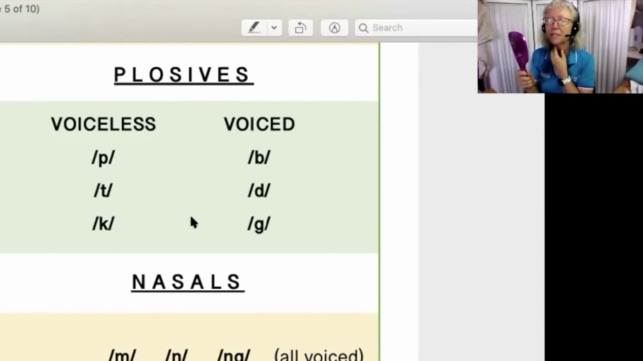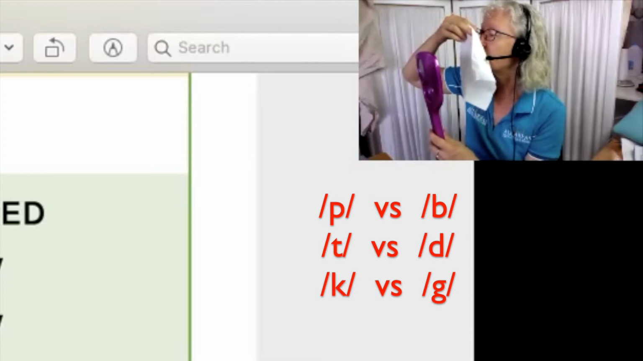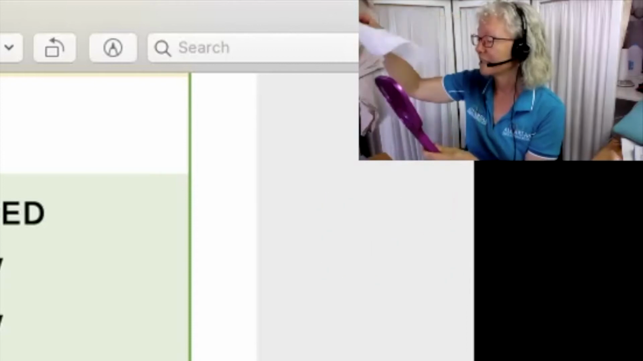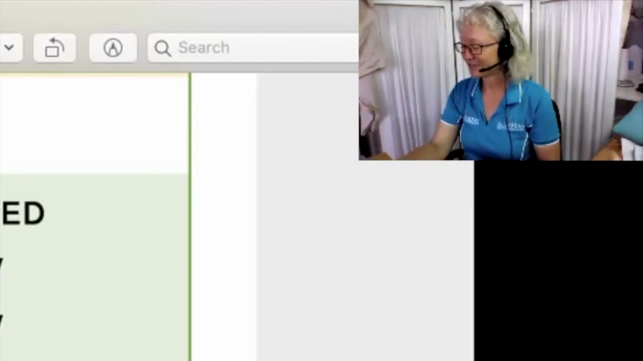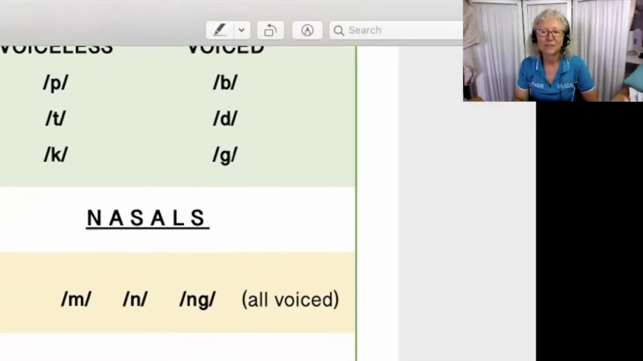P. And I'll do it one more time, going across to show the contrast. P, b, t, d, k, g. So isn't that interesting? Our next category are the nasals.